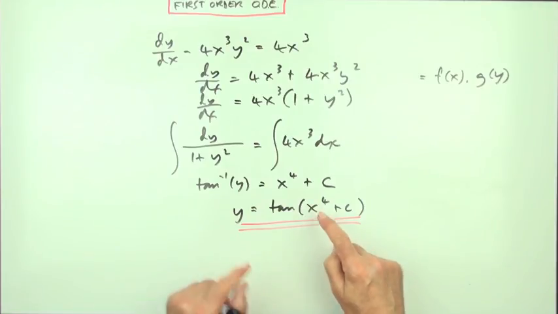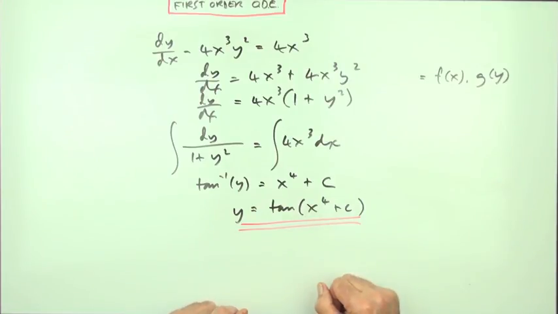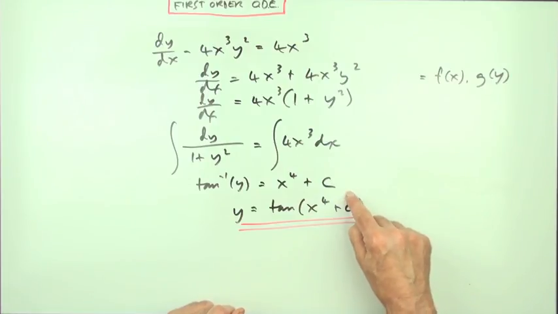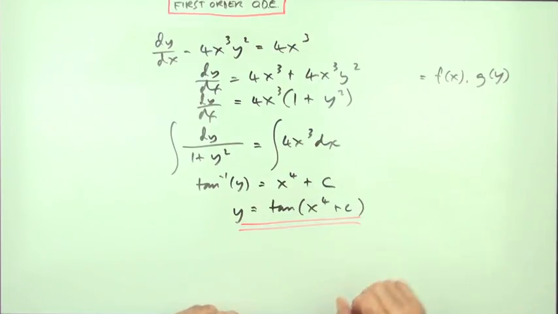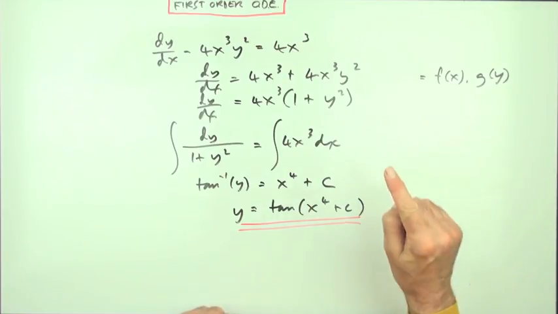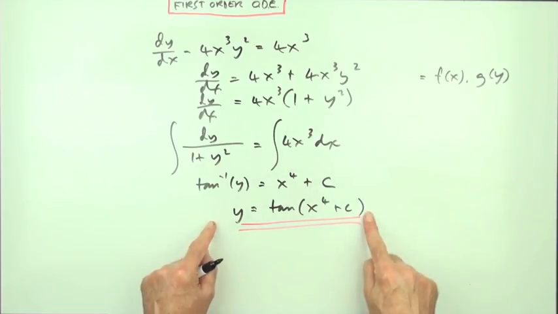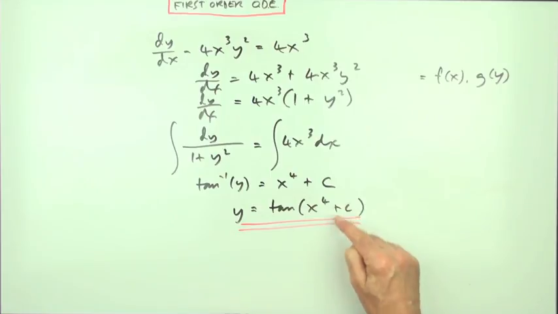Of course, if you're given a value of x, y, normally called initial conditions, you can work out c for those particular values, and that would be a particular solution. But as it is, I've got a general solution because I've still got this constant in it.